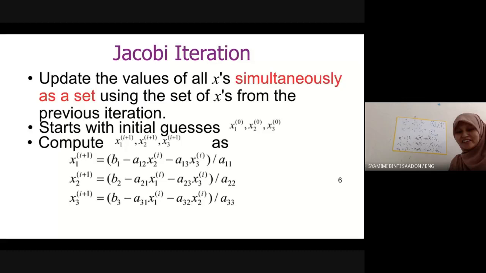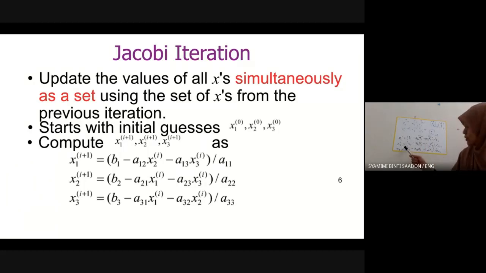Jacobi iteration. For Jacobi we still need to make a guess, but the different part from Gauss-Seidel just now is this. Again, we start with the initial guess S1 0, S2 0, S3 0, so again you assume 0, 0, 0. But the difference is here: when we want to calculate x11, this is B1 minus A12 times x2 0. For x1 it is still the same.